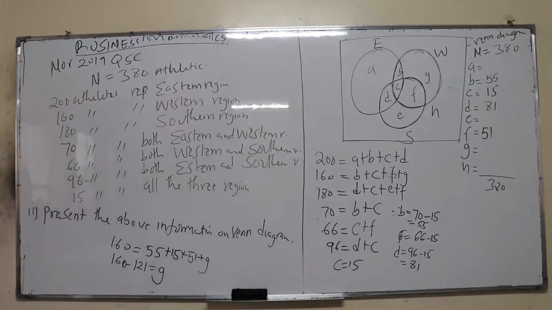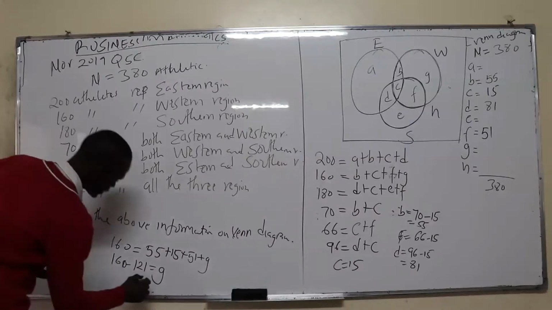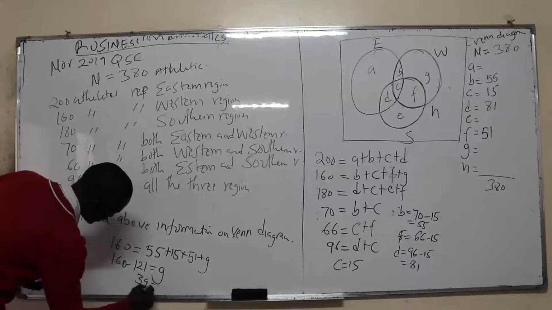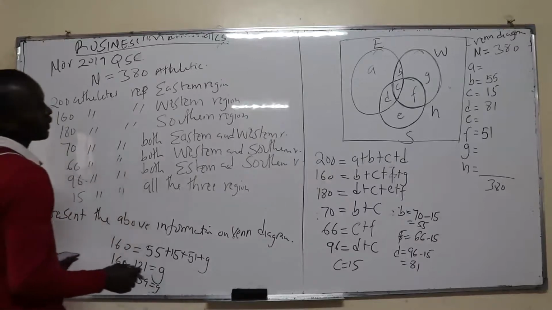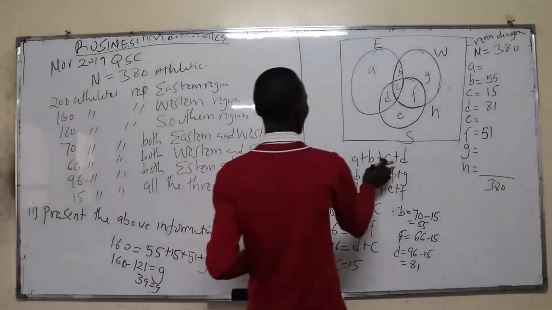Then the last statement is 15 athletes represent all the three regions. So what element shares all three sets is C. C is in Eastern, C is in Western, and C is in Southern. So our C is 15. So you start to crack. You come here, our C is 15.